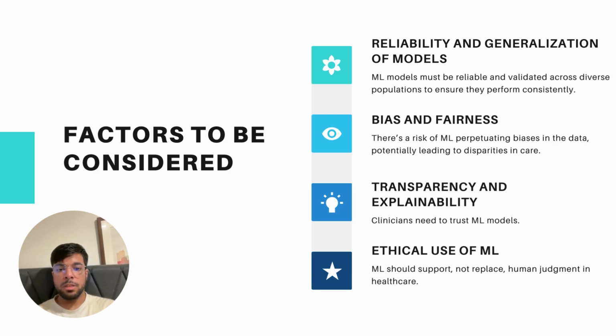Thirdly, transparency and explainability. For machine learning to gain trust in the medical field, transparency is key. Some models, like logistic regression, are more interpretable and thus easier for clinicians to understand. In contrast, more complex models, though potentially more accurate, may be viewed with skepticism due to their black box nature.